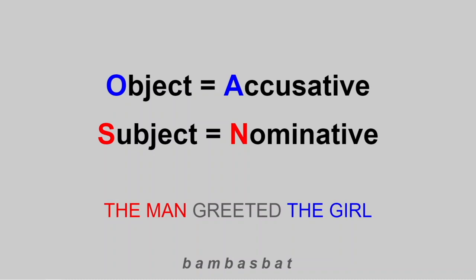So this is all fairly easy to see in English because of the word order. The man comes first, so he's in charge, then the verb he's doing, and then anyone or anything that's affected. Now this leads us to rule 1 of Latin.